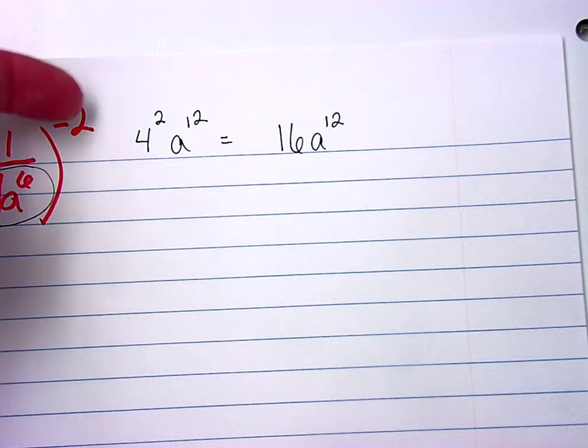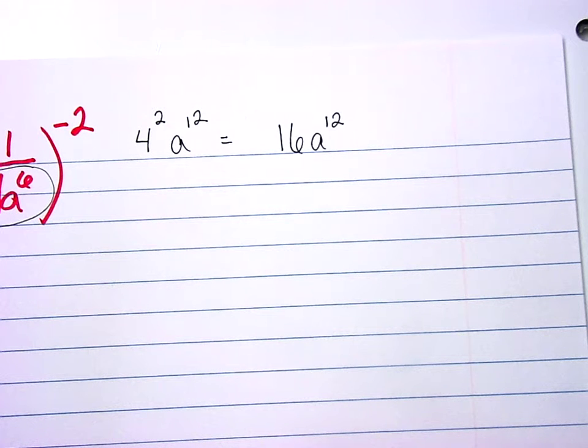You have the 1 raised to the power of negative 2. That's really not going to make any difference because you just have 1 times 1 on the bottom and you still have the same final answer.